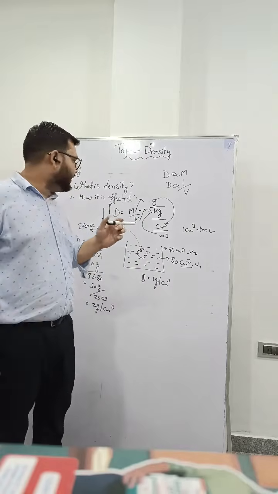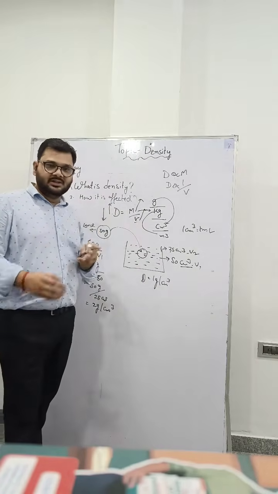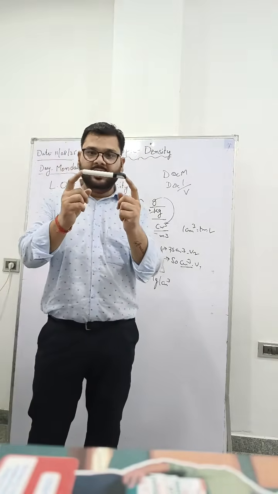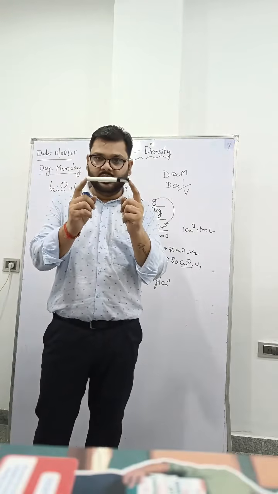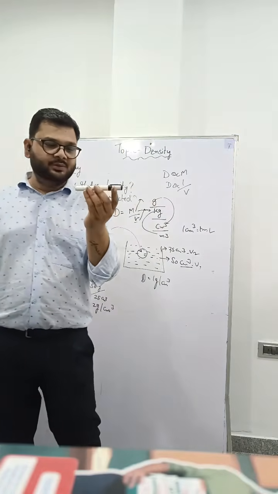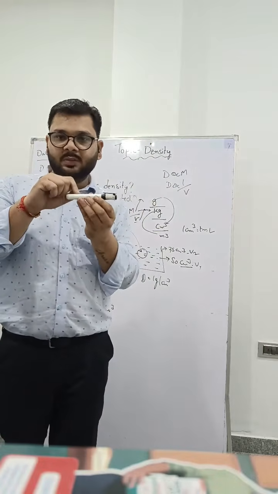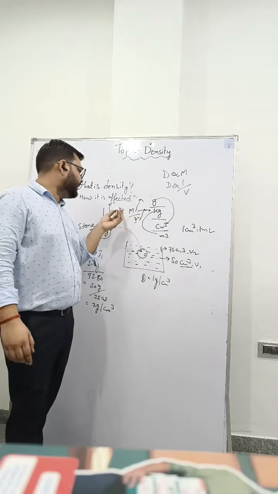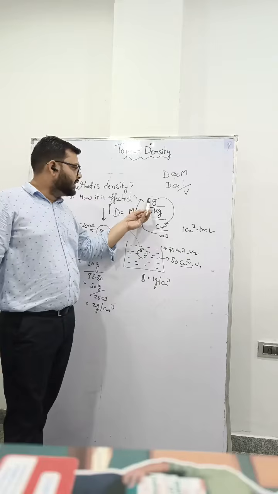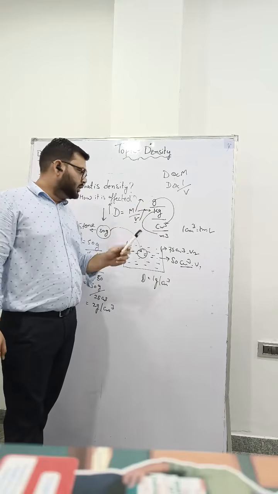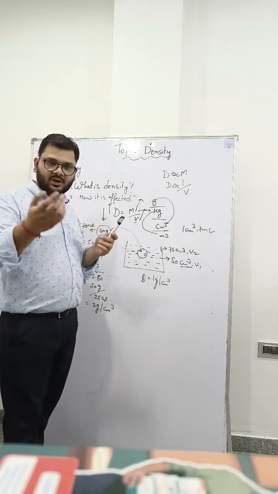So mass is defined as the amount of substance. Suppose this is a marker, and if I have to tell the mass of this marker, the mass will be the total amount of particles used to make this marker. And we measure mass in gram, sometimes in kilogram, where we have to go for bigger quantities.